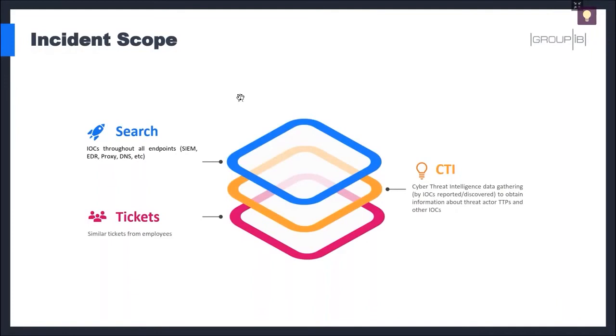So how are we going to identify the incident scope? First of all, we have the tickets from the employees or the tickets from any other driver of the incident, the information source of the incident details. And we're using cyber threat intelligence or performing some basic search in our infrastructure, find some indicators of compromise, then looking into the CTI databases and trying to find other indicators of compromise. And finally, we search throughout all endpoints using SIEM system, EDRs, proxy server, DNS, or manual analysis of each system.